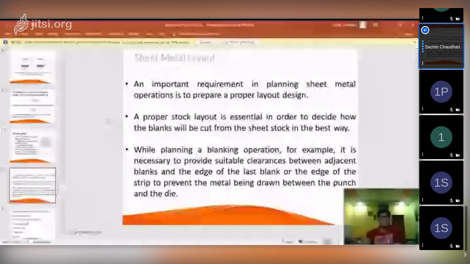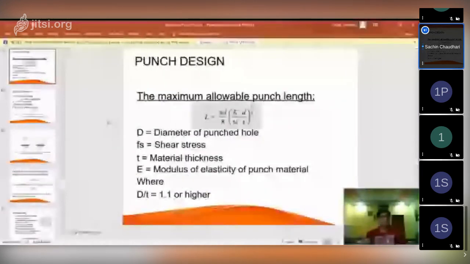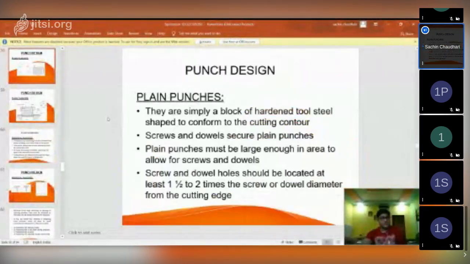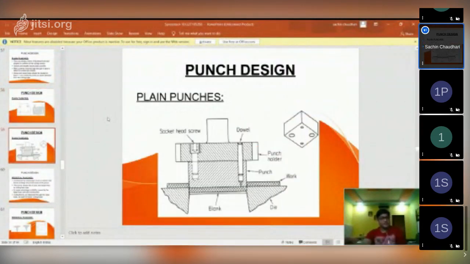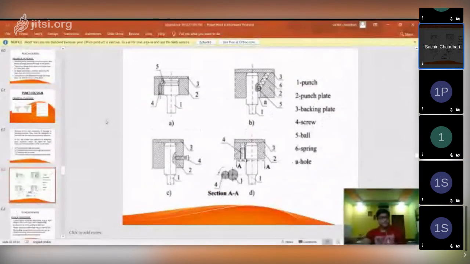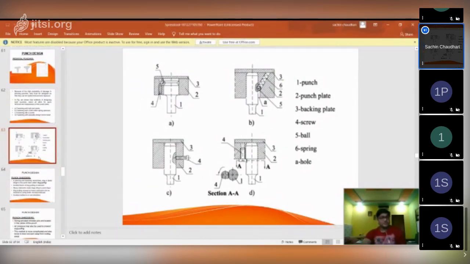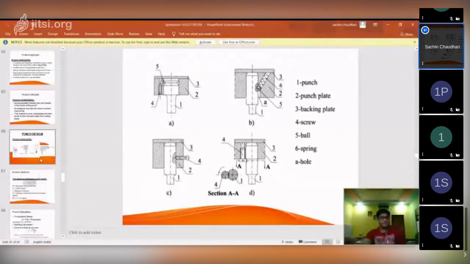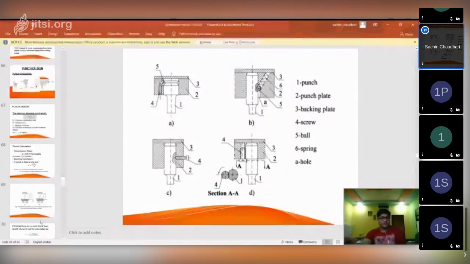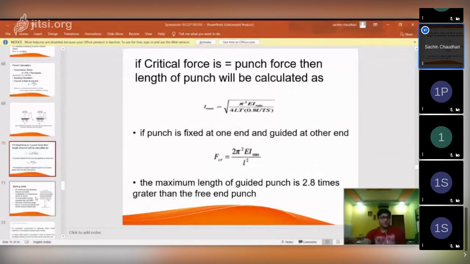So this is all about the punch. In punch design we saw what a punch is, the types of punches: simple punch, pedestal punch. Then we saw the punch calculations, then shedder type of punches, and the different fastening processes for punches. Next we saw the backup plate, why it is important and whether it is used or not.